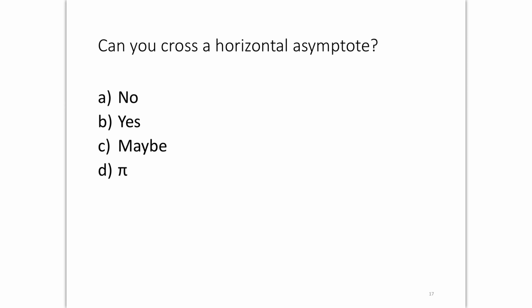So a quick multiple choice question here. Can you cross a horizontal asymptote? No, yes, maybe, or pi? Well, of course, the correct answer is yes.